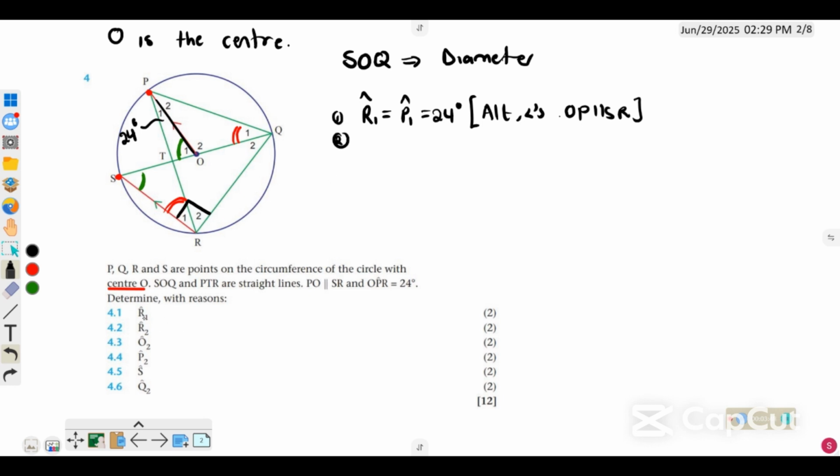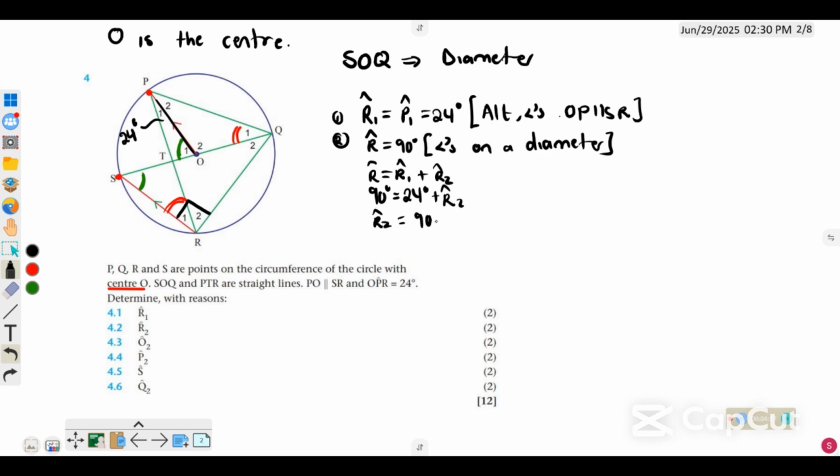Number two, which angle are they looking for? Angle R2. Remember we said the whole of angle R is going to be equal to 90 degrees because these are angles in a semicircle, or angles on a diameter. But angle R is made up of two angles, angle R1 and angle R2 added together. So this is 90 degrees. We have found angle R1 to be 24 degrees plus angle R2. In fact, angle R2 will be equal to 90 minus 24, which gives us 66 degrees. Let me write it here. That's 66 degrees, and we have this one to be 24 degrees.